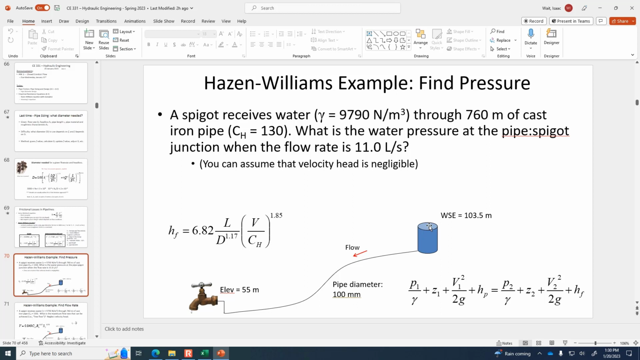Location 2 is going to be at the spigot where the water's coming out, and we'll just choose location 2 to be once the water comes out of the spigot. So it's not pressurized either. And so we can cancel out P2 because the water is atmospheric just at the junction of the pipe and the spigot.